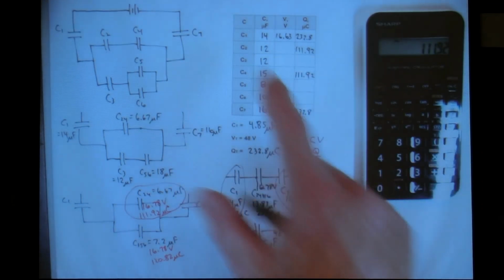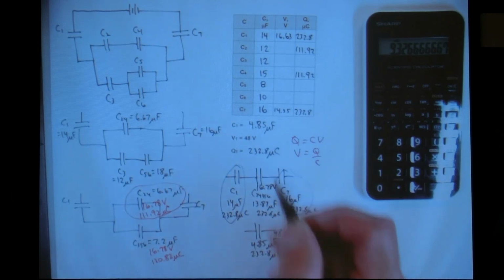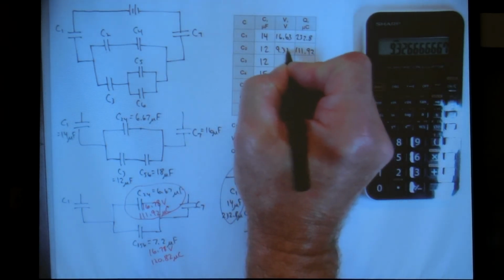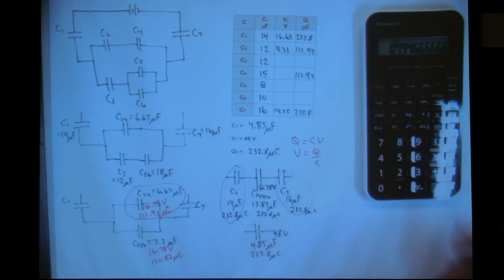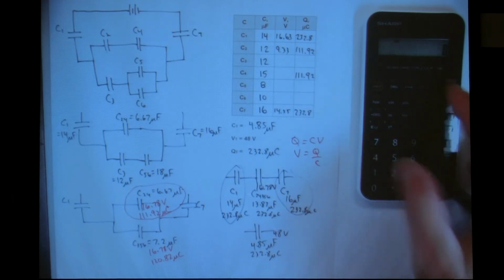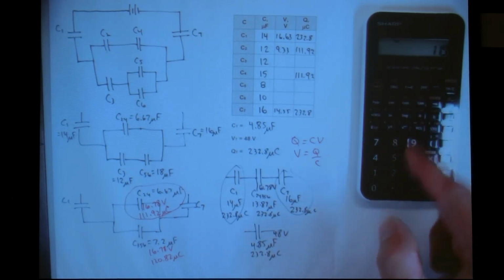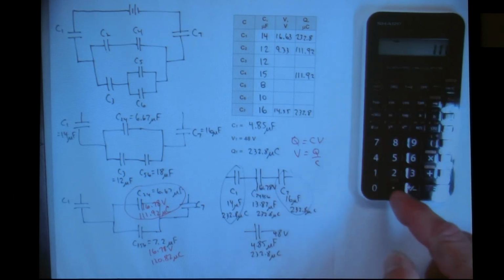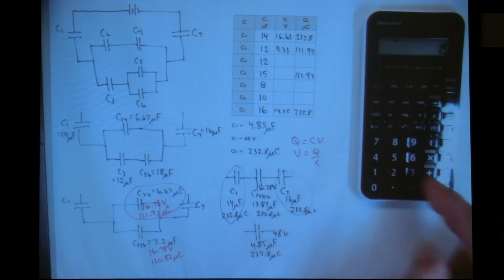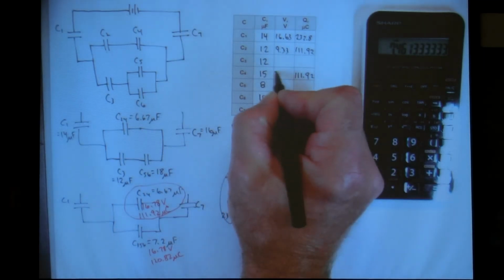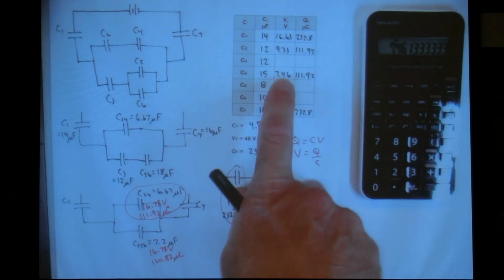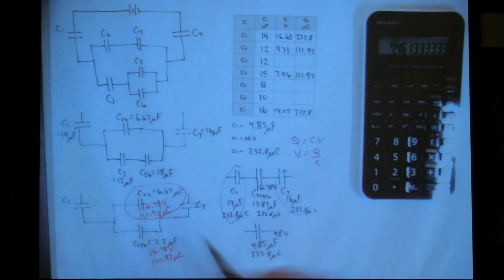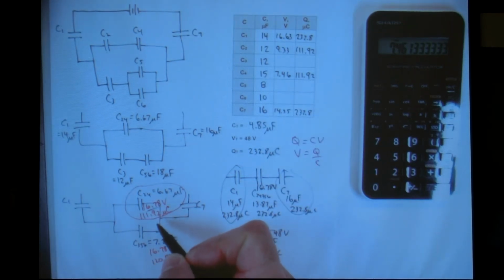111.92 divided by 12 is 9.33 volts, and 111.92 divided by 15 is, another calculator error. I need to get a new calculator. This one keeps messing up. 111.92 divided by 15 is 7.46 volts. Notice that if we added those two together, we would get 16.79, and here they are, 16.78. So we finished capacitors 2 and 4.